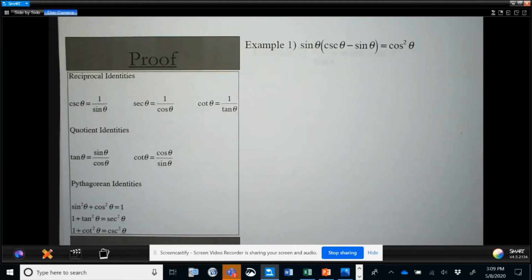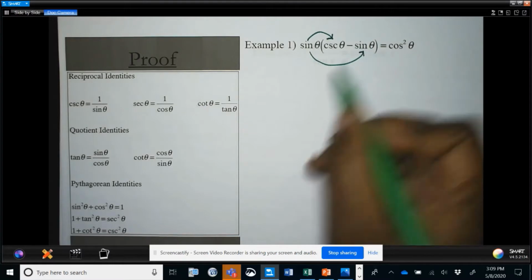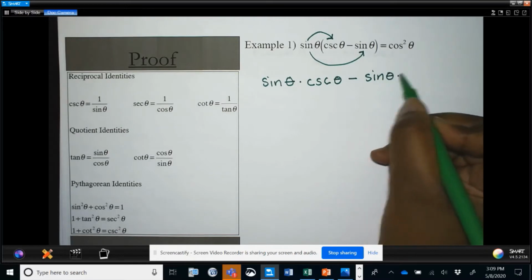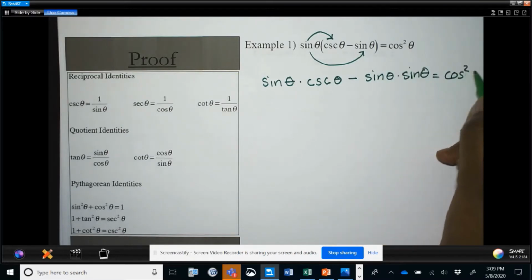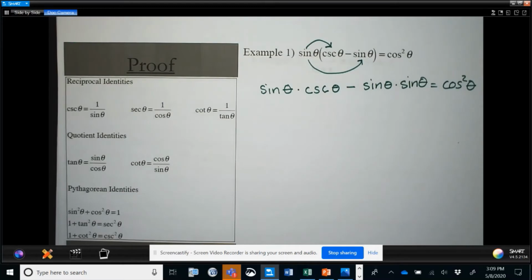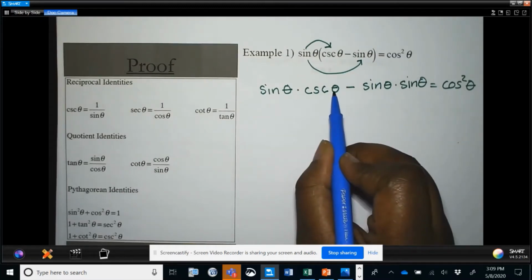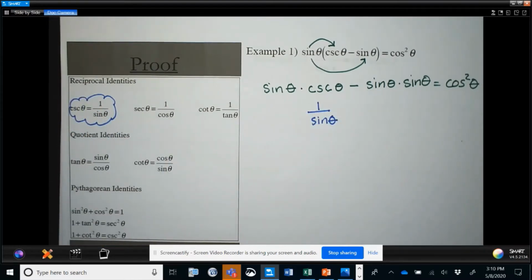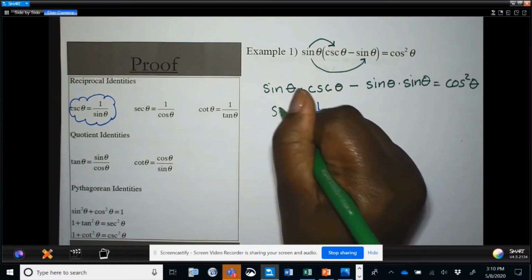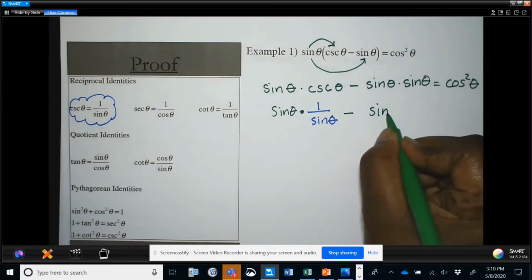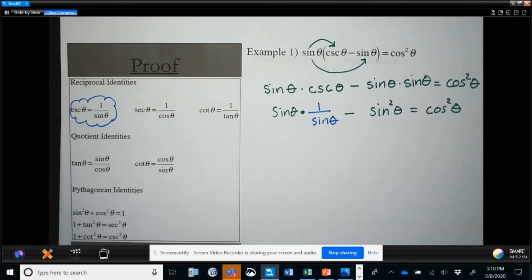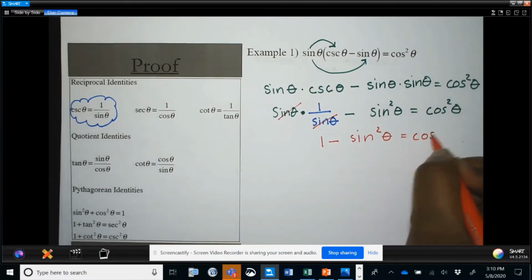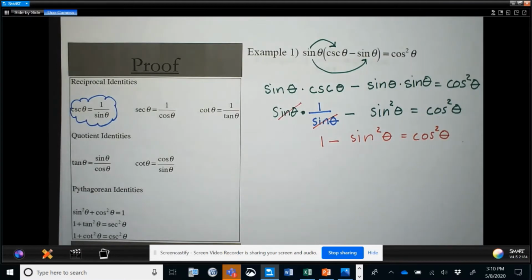Okay, our proofs for today. Example 1. Here you're going to multiply sine theta times the quantity inside the parentheses, and this is what you get. So you look at everything and you say, hey, cosecant theta is the same as 1 over sine. So we change cosecant theta to 1 divided by sine theta, and we write everything down again. But sine theta times sine theta is just sine squared theta. Sines cancel, so I have 1 minus sine squared theta equals cosine squared theta.